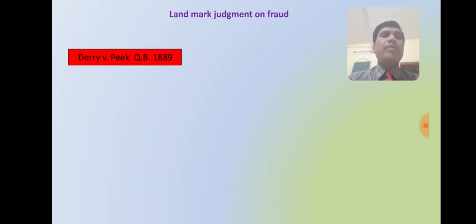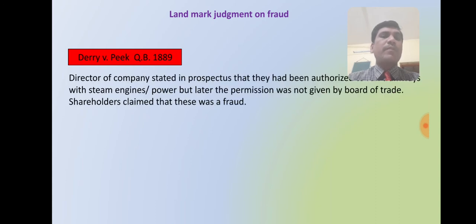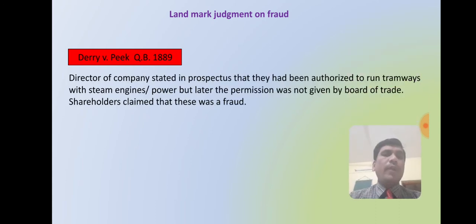Landmark judgment. Friends, now we will discuss some landmark judgments on fraud. Derry versus Peek, QB 1889. Friends, this is a very landmark judgment of the House of Lords, where the directors of a company stated in the prospectus that they had been authorized to run tramways with steam engines, but later the permission was not given by the Board of Trade. Shareholders claimed that there was a fraud with them.